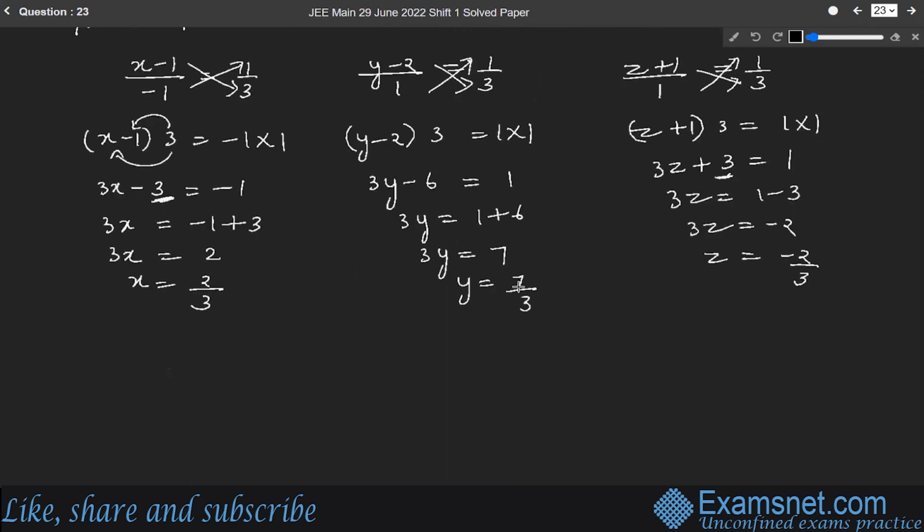So here we have the coordinates of the foot of the perpendicular for point P. So we have P dash as 2 by 3, 7 by 3 and minus 2 by 3. This is the value for x, y and z for the foot of perpendicular from point P. Similarly, we have to calculate the foot of perpendicular from point Q.